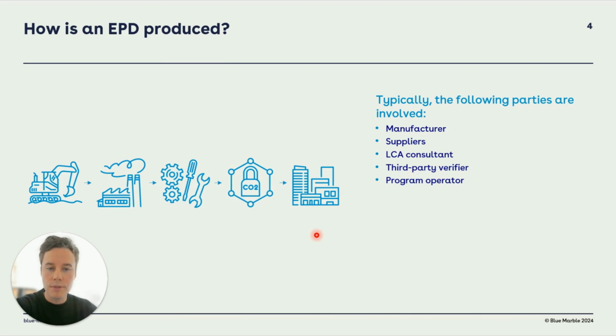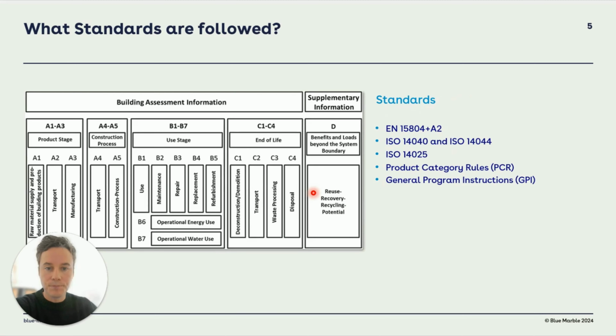So how is an EPD produced? Well, typically the following parties would be involved. You have a manufacturer, you have the supplier of raw materials to that manufacturer, you have an LCA consultant such as Blue Marble if you choose to use one, you have a third-party verifier who verifies that the LCA has been done correctly, and then you have a program operator, which is the organization which publishes the EPD. It may seem like a lot of parties, but it is specifically designed to be that way to give rigor to the process and to increase the accuracy of the results.